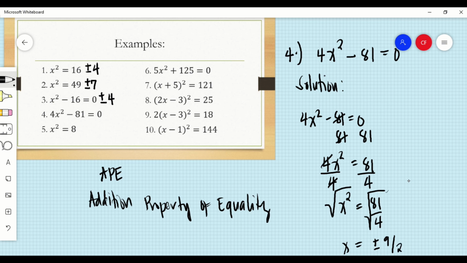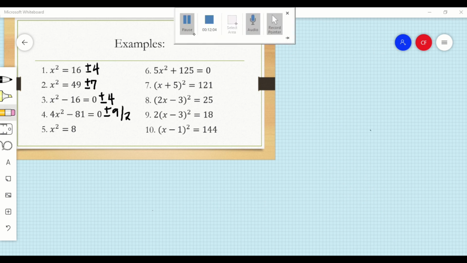Okay? So, ito na po yung answer. Positive, negative 9 all over 2. So, sulat po natin dito. Positive, negative 9 all over 2. Okay? Alright. So, ayun po yung solution. So, next example tayo, number 5. Okay, so for example number 5, we have x squared equals 8.